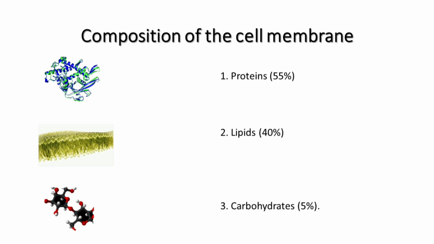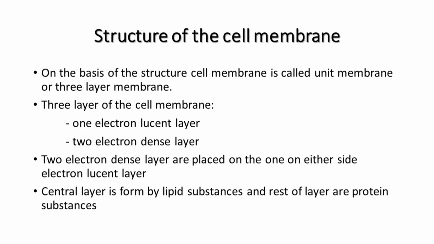Structure of the cell membrane. On the basis of the structure, the cell membrane is called unit membrane or three-layer membrane. Three layers of the cell membrane: one electron-lucent layer and two electron-dense layers. The two electron-dense layers are placed one on either side of the electron-lucent layer. The central layer is formed by lipid substances and the rest of the layers are protein substances.